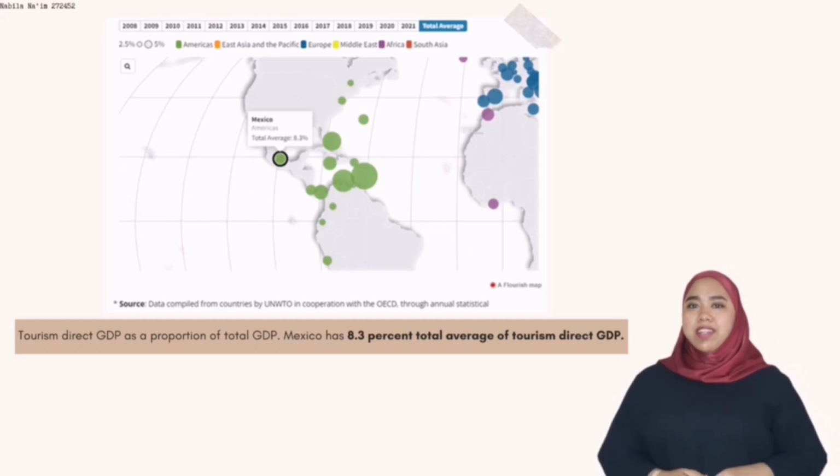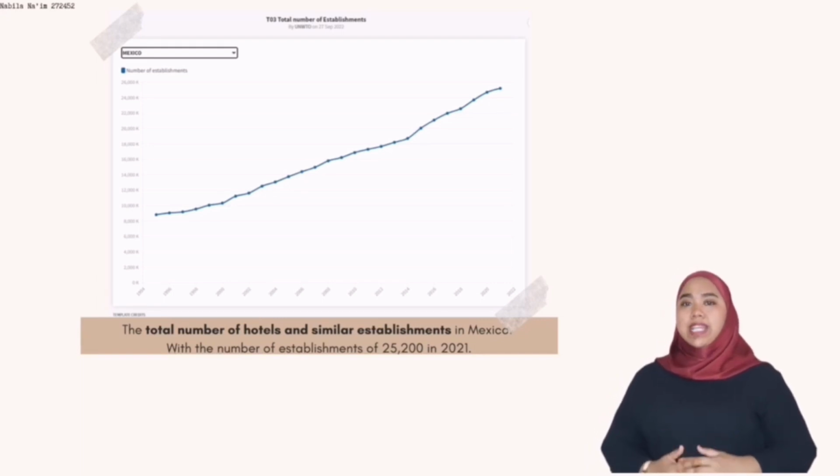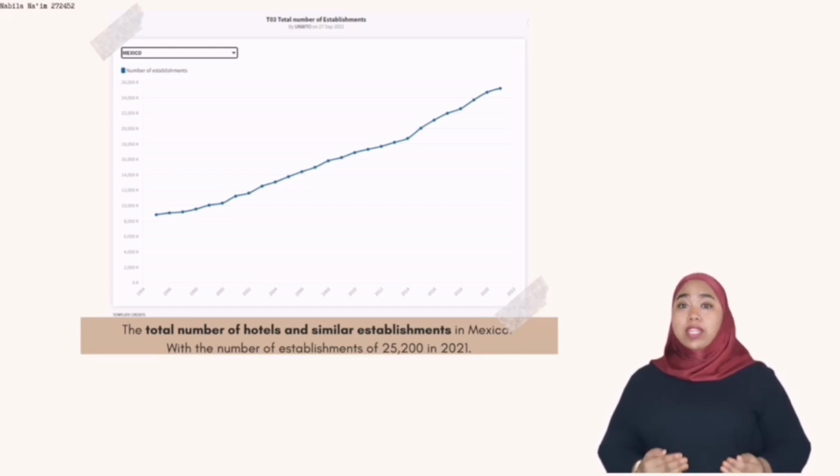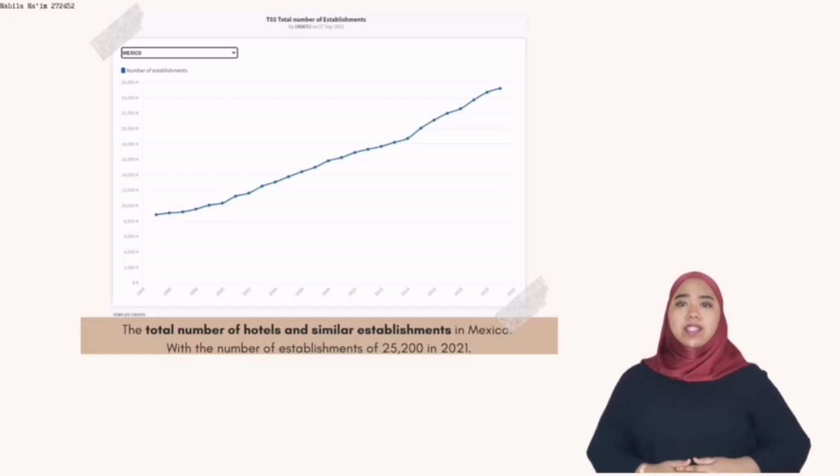These are the tourism direct GDP as a proportion of total GDP. Mexico has an 8.3% total average of tourism direct GDP. While these are the total number of hotels and similar establishments in Mexico, with 25,200 establishments by 2021. Since tourism has generated a variety of businesses, these include tourism establishments.